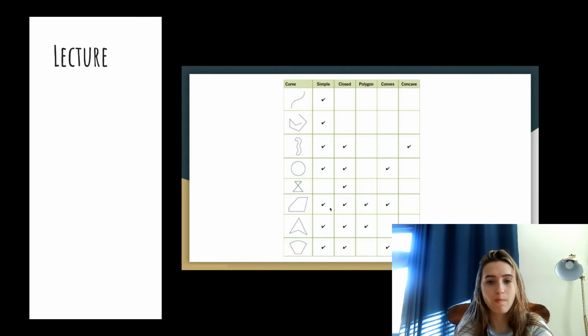This figure is simple, closed, a polygon, and it is convex. This figure is simple, closed, a polygon. It is not convex, but it is concave. And this last figure here is simple, closed. It is not a polygon, but it is convex. Are you guys starting to get the hints here?